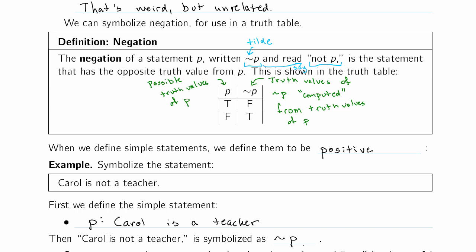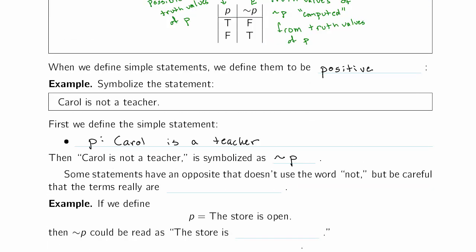Okay, one last thing to mention here is that some things really do have an opposite. Sometimes you'll get a statement that really has an opposite that doesn't use the word not. But be careful that the terms really are opposites. If we define the statement P to be the store is open, then not P could be read as the store is not open, of course, but it could also be read as the store is closed. Because those are the only two possible statuses a store could have, right? A store is either open or it's closed.